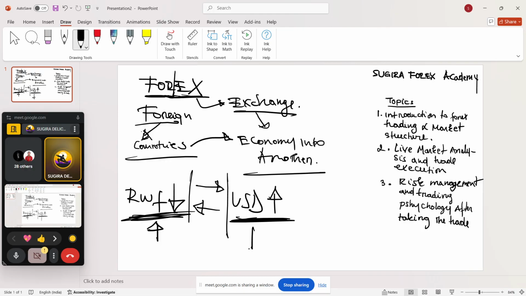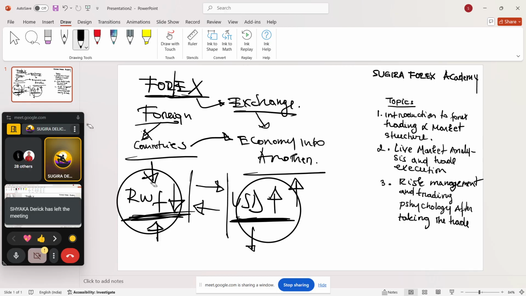The good thing about forex trading is that we just need to predict the direction of one country's economy. That means we analyze and find out whether Rwandan francs will gain value over the US dollar, and then we buy Rwandan francs and sell US dollars. You get my point? Or if the US dollar is gaining value over Rwandan francs, we buy US dollars and sell Rwandan francs. So now, how do we make money in the forex market?